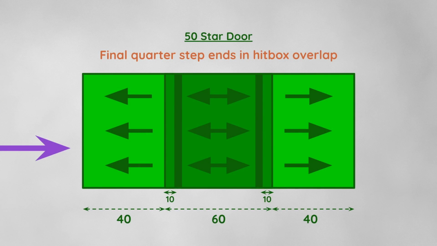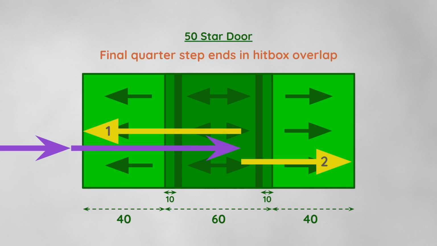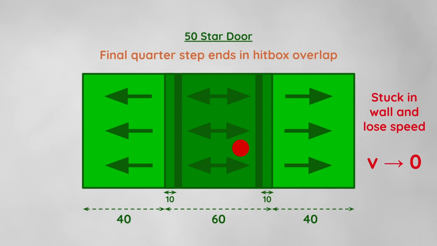Take this scenario. Our first 3 quarter steps all landed in free space off to the left, but our fourth and final quarter step landed in the overlapping hitboxes. We got pushed by both walls, and we interacted with the back wall last, so we lost our speed. But this was the last quarter step of the frame, so we ended the frame sandwiched between the 2 walls. So what pushed us back out to the front?